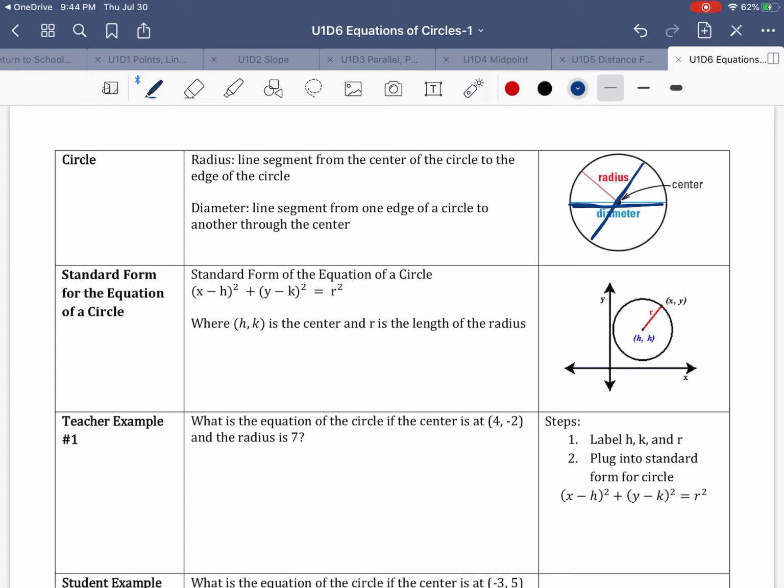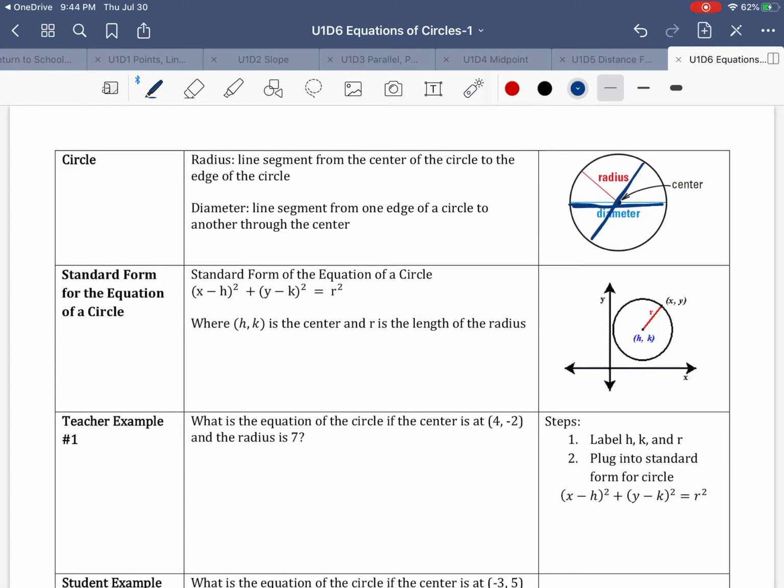Now, when we have a circle inside a standard coordinate plane, we can write an equation that describes that entire circle, right? That outer edge of the circle. And the standard form of that equation is (x minus h) squared plus (y minus k) squared equals r squared, where our variables h and k represent the center. All right, your x and y represent just any point along the edge of our circle, and then our r represents our radius.